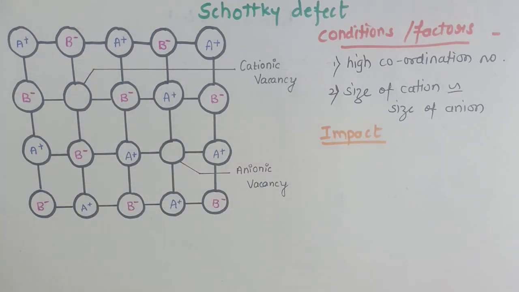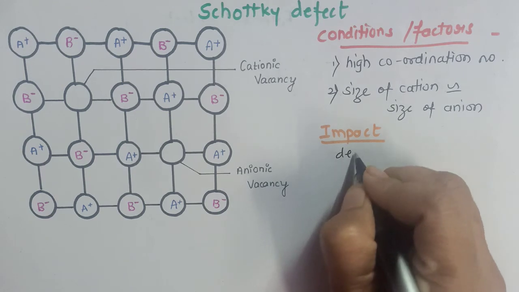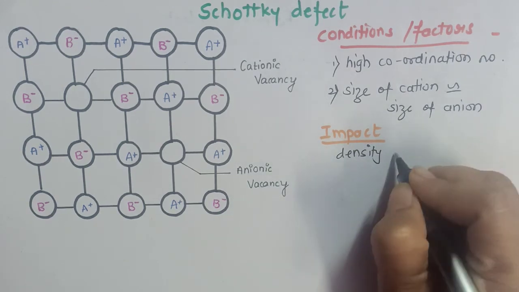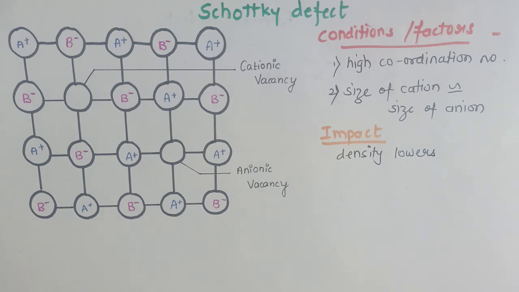What is the impact of Schottky defect? Now, since cation and anion both are missing in equal quantity, therefore Schottky defect results in lowering of density. Very important point. Overall, today's video has lots of questions that can be asked in your board exams. Okay, let us discuss the examples.